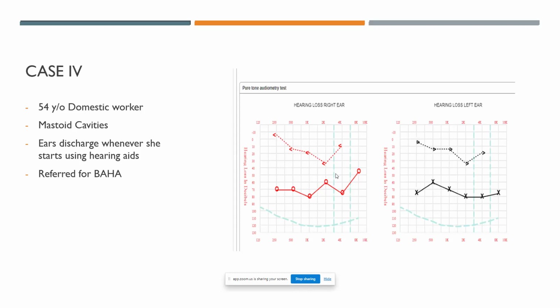And the second last case is a 54-year-old domestic worker. She's also got a long-standing mixed hearing loss. She's got mastoid cavities on both sides. She was initially started on conventional hearing aids, but whenever she would wear the hearing aids, her ears would start leaking. So she couldn't really use the conventional hearing aids, and she was implanted a few years ago with the percutaneous Baha. She's very happy with it. She's still coping quite well, and her communication has also improved.